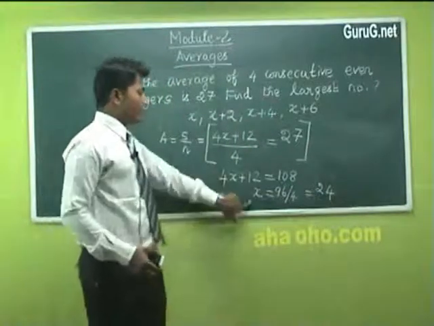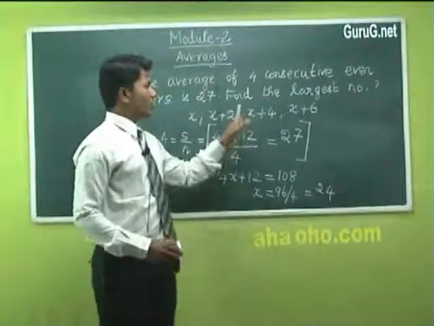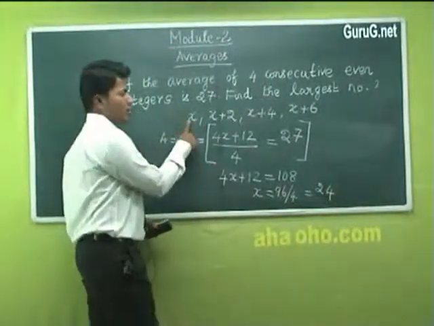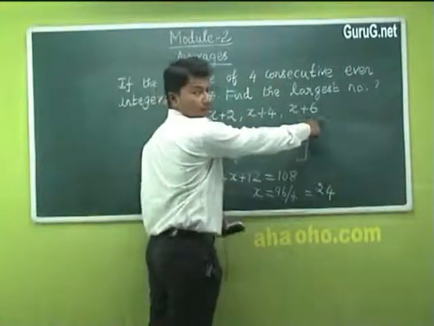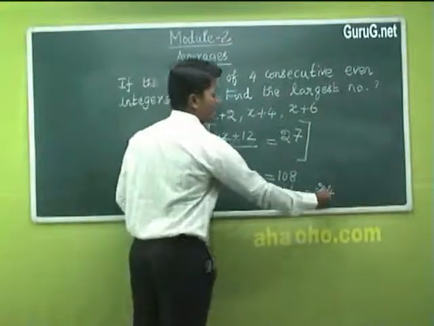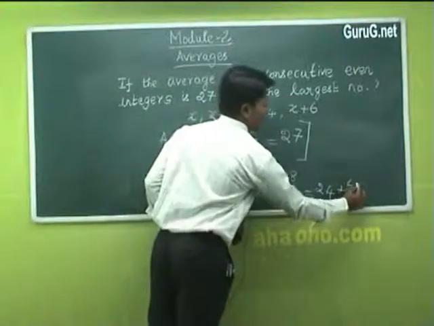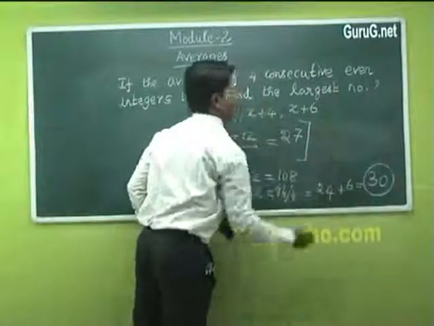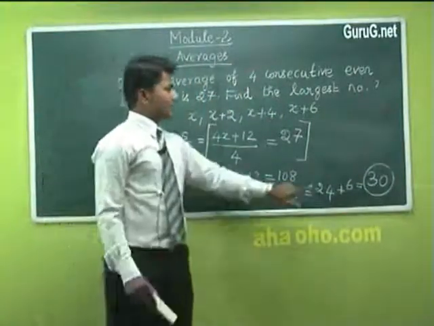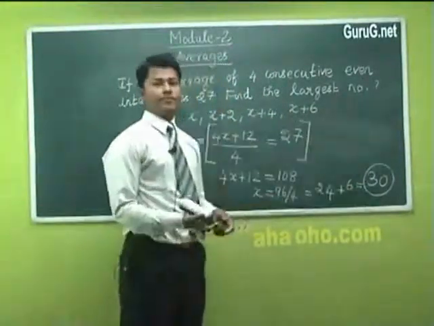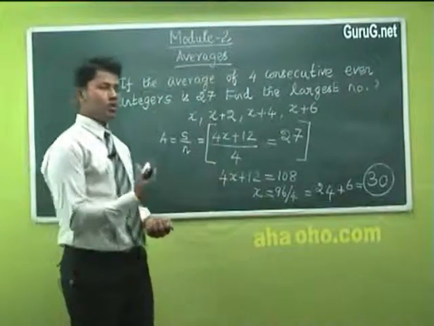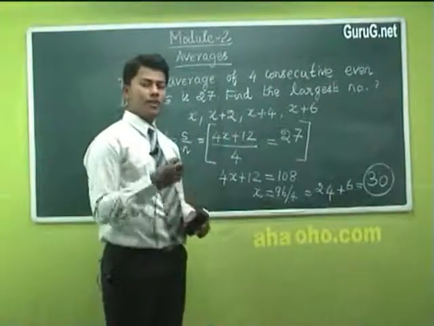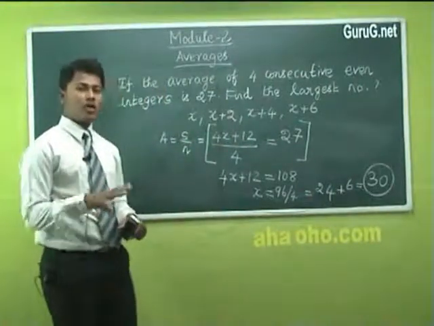Okay. If the value of x is 24, you are asked to find the largest number. So x is 24. Largest number will be x plus 6. So add 6 to x. So 24 plus 6 is 30. So 30 is the largest number. Fine. So you should know how to formulate the given problem. Analyze your problem, find the facts, and then formulate your approach.